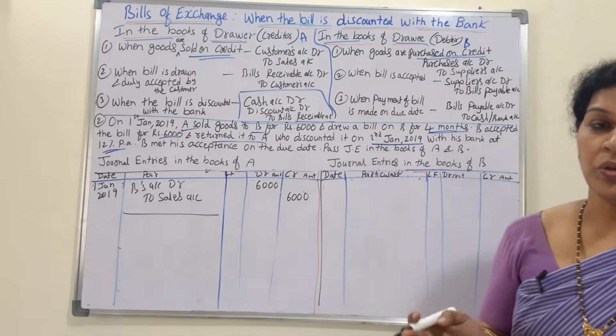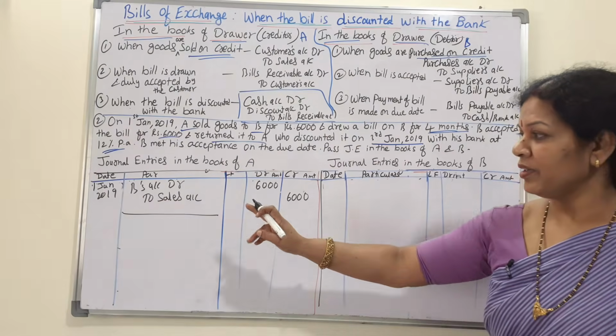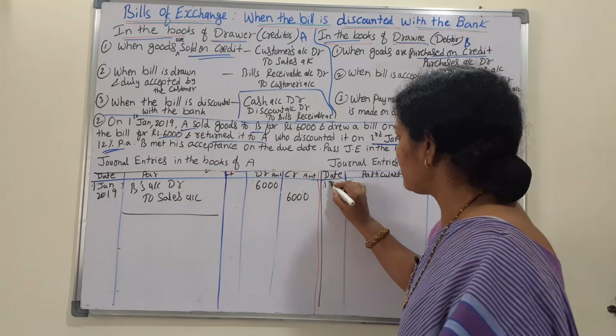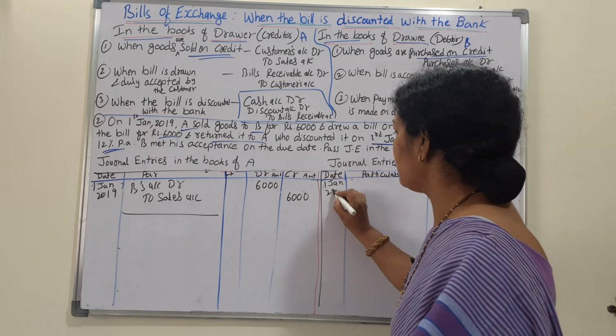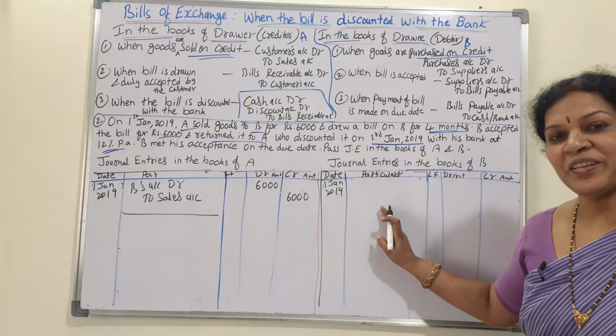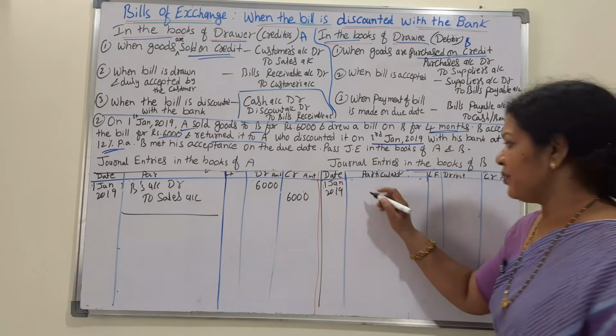Being goods sold on credit basis. Okay, narration: B's account debit to sales account. Here it comes, 1st January 2019. Here it is purchases: purchases account debit to A's account.